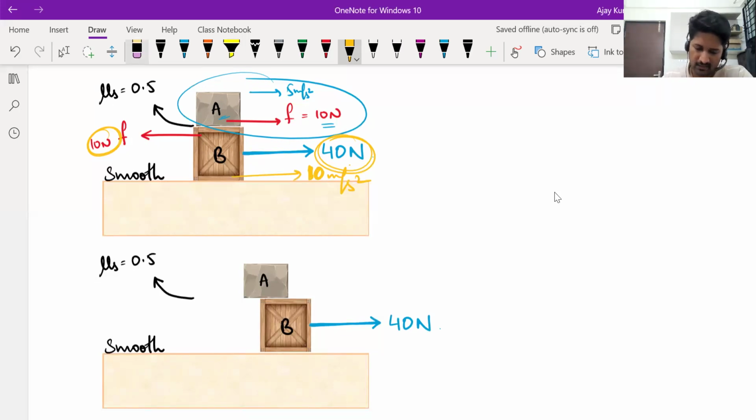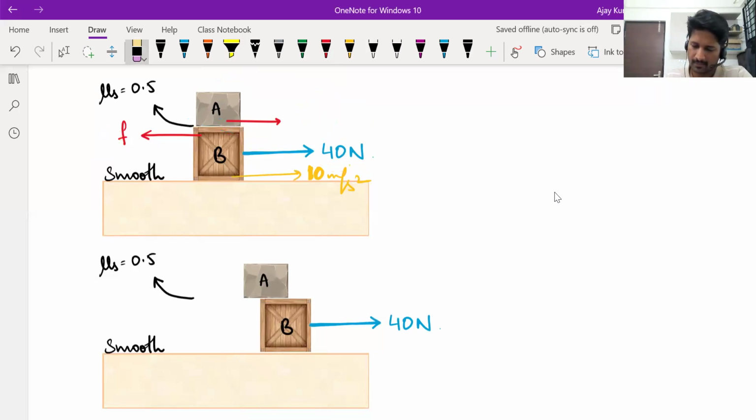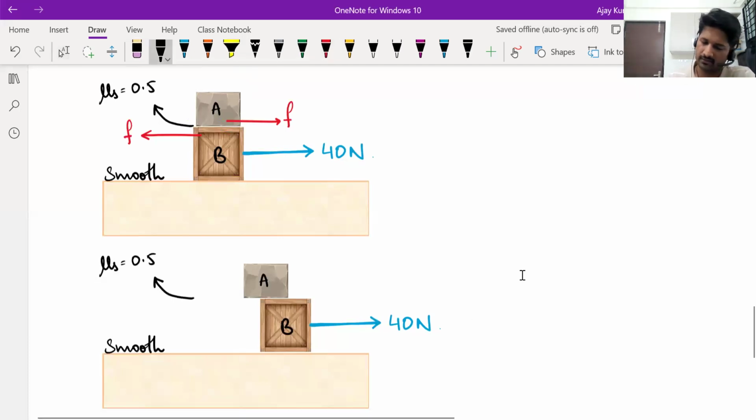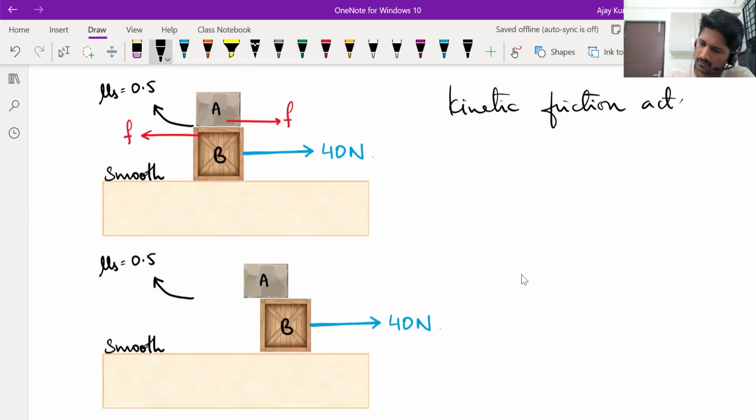And if they can't go together, the friction acting won't be static anymore. If two surfaces slide over each other, what kind of friction acts between them? Anyone, if sliding is happening, what is the kind of friction acting between surfaces? Kinetic friction. What is the formula for kinetic friction? Kinetic friction acts between the blocks. The formula for kinetic friction is mu k multiplied with N.